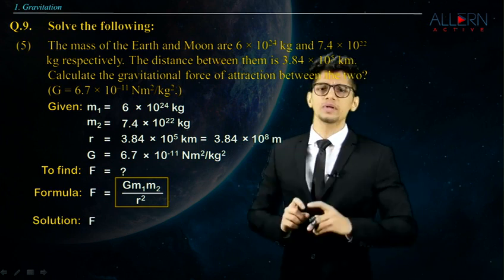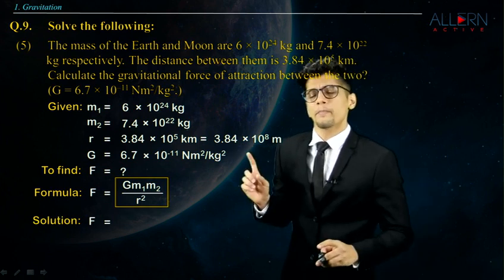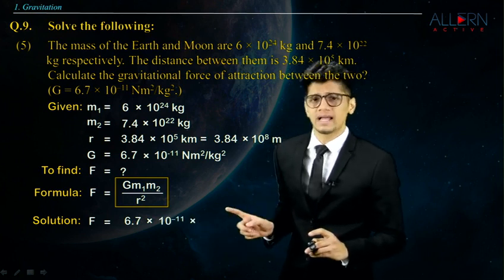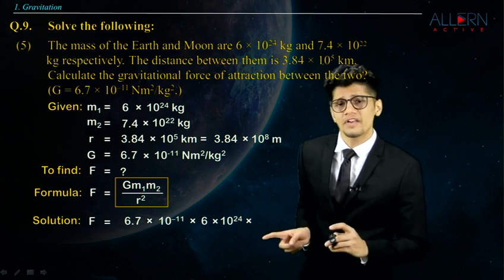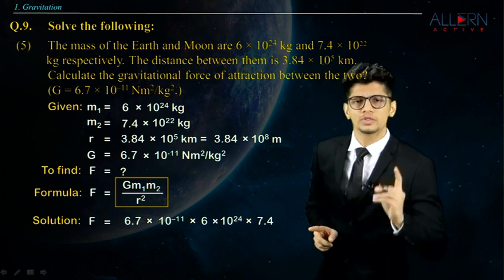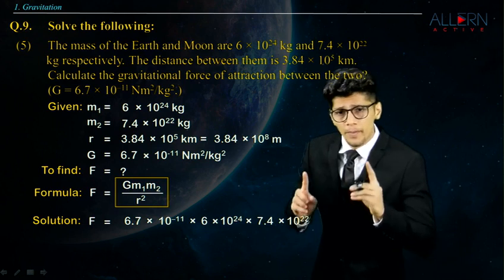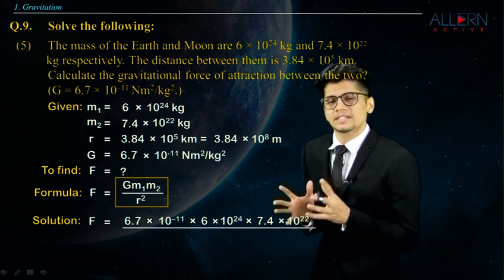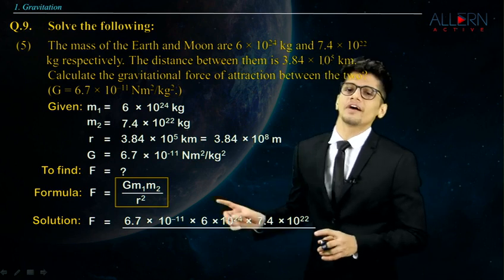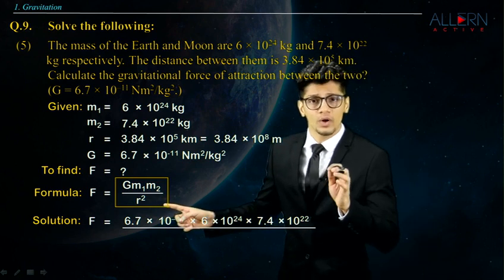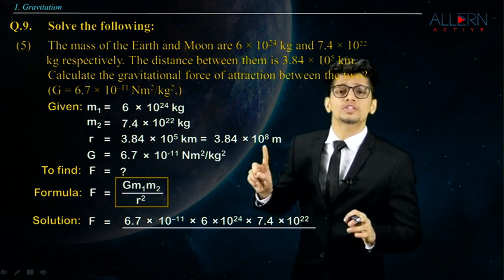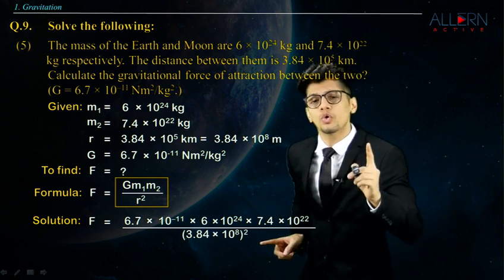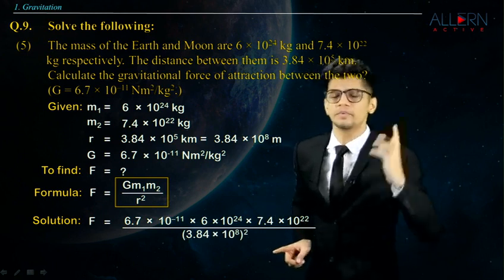After substituting the values, just pay attention over here. We have capital G as 6.7 into 10 raised to minus 11. We have m1 as 6 into 10 raised to 24, and we have m2 as 7.4 into 10 raised to 22 upon. This is the most important step. We always tend to make a mistake over here. In the denominator we have r square. So we need not write 3.84 into 10 raised to 8 square. We have to write 3.84 into 10 raised to 8 the whole square, which is very important.